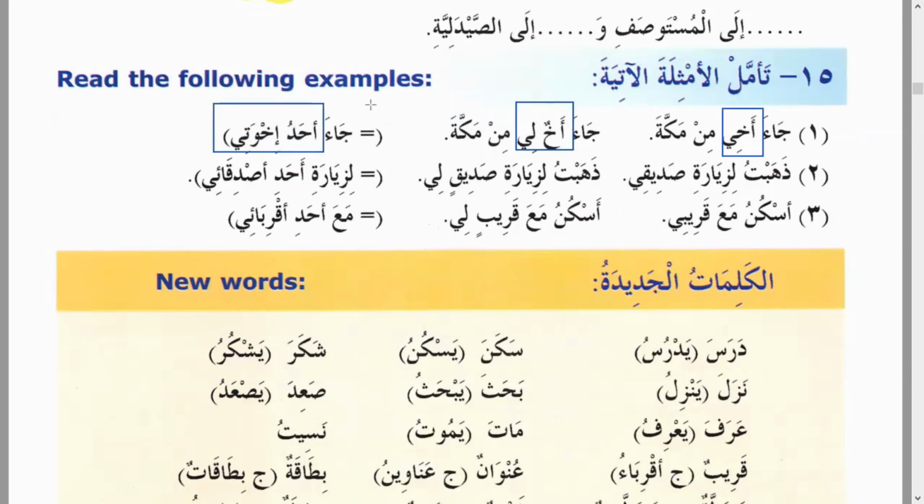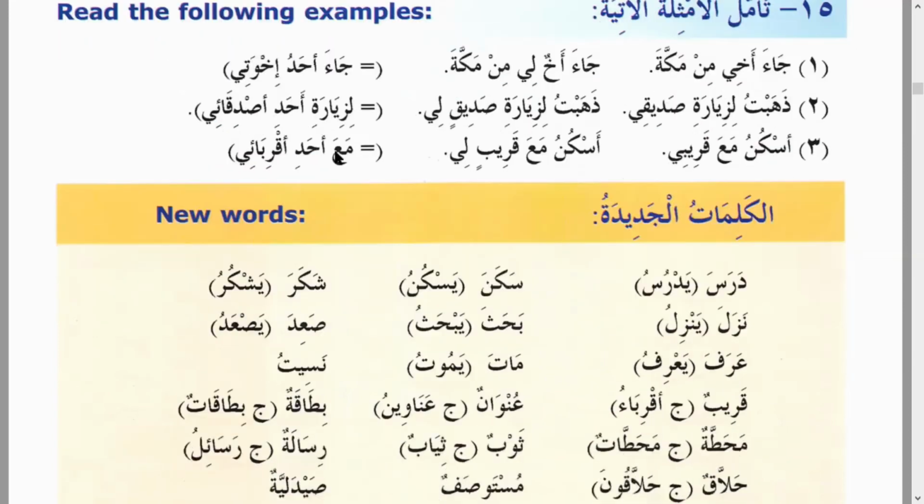Right? Like the next one also he says ذهبت لزيارة صديقي. I went to visit my friend. So instead of saying صديقي, I can say صديق لي. Right? ذهبت لزيارة صديق لي. I went to visit a friend of mine. Kind of a friend for me. We can translate like that. Or لزيارة أحد أصدقائي. I went to visit one of my friends.